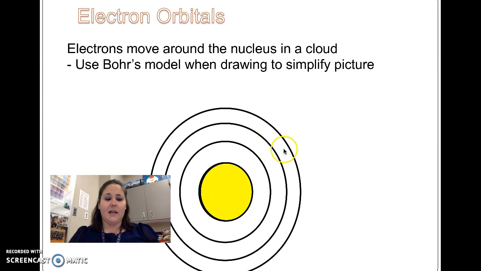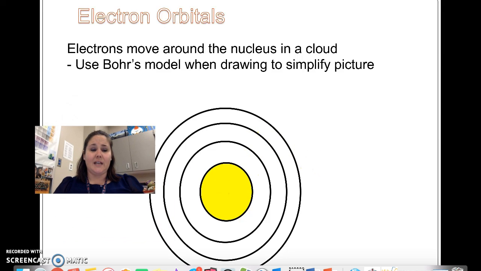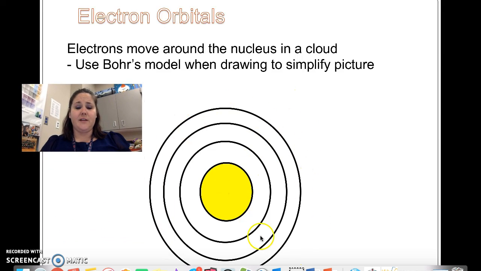Okay, next. Electron orbitals. The first word is electron, so we're talking about the things these electrons travel in. So these outer rings. We use Bohr's model when we are drawing a simplified picture. If that confuses you, look back to your atomic theory information with your timeline or that article.